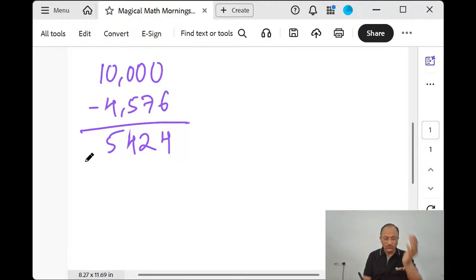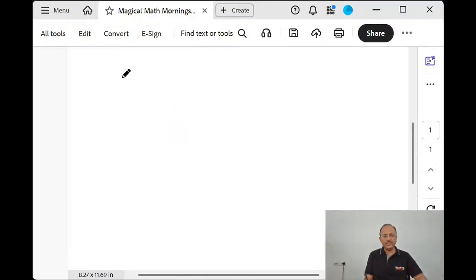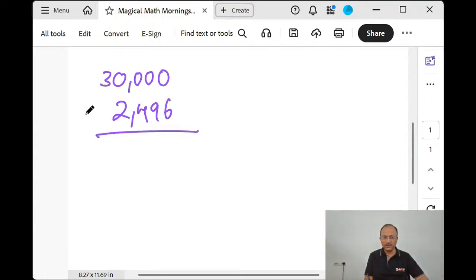But we are going to advance this with numbers other than 10,000, 1,000, 1 lakh, 100 and so on. Suppose we have numbers starting with other digits like 20,000, 30,000 and so on. Let's take 30,000 and we want to subtract 2,496.